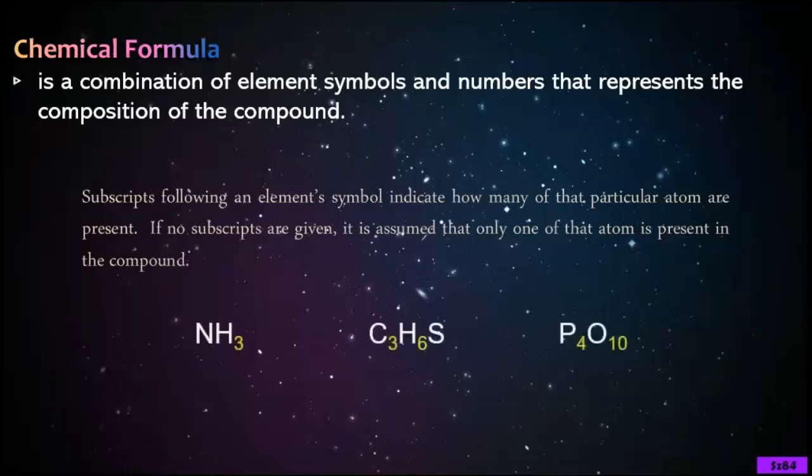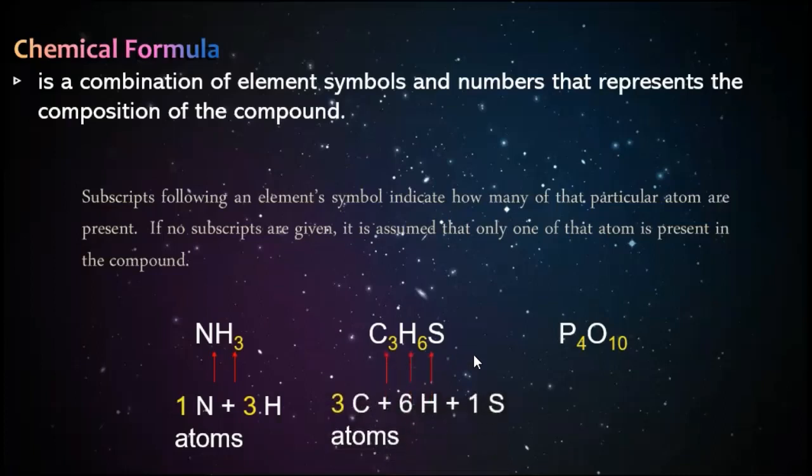We have here a set of compounds. The first one is ammonia, composed of one atom of nitrogen and 3 atoms of hydrogen. The second one, the chemical name is thioacetone, composed of 3 atoms of carbon, 6 atoms of hydrogen, and 1 atom of sulfur. The last one, the chemical name is tetraphosphorus decoxide, composed of 4 atoms of phosphorus and 10 atoms of oxygen.